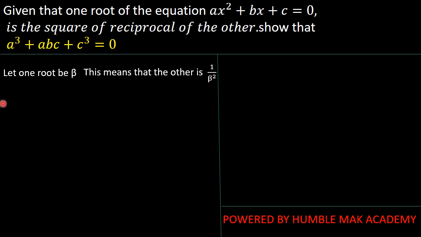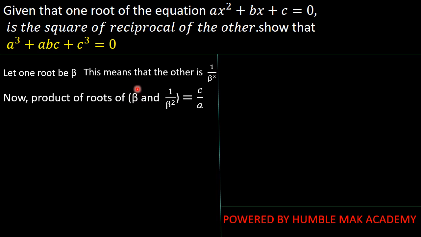So these two approaches can still go, but in this case we are going to dwell just with this one. We are going to use just this approach. Now guys, we should also know that the product of roots of beta and 1 over beta squared is equal to what? C over a.